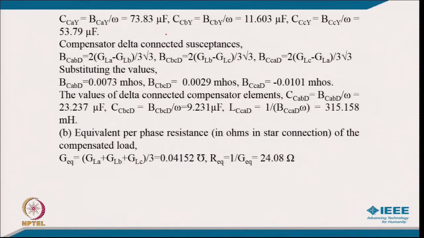Then we get a capacitance for A phase of 73.83 microfarad, line B to neutral 11.063 microfarad, and for C we get 53.79 microfarad. Of course, in the delta connected compensator we connect only typically the required elements, and from these relations we get the capacitance value 23.237 microfarad, for BC we get 9.23 microfarad, and for CA we get typically an inductance of 315.158 millihenry. The equivalent per phase resistance is obtained from the conductance divided by 3, and with that we get the equivalent star resistance per phase, which comes to 24.08 ohm. So, we provide the load balancing as well as neutral current elimination and unity power factor operation in that case.